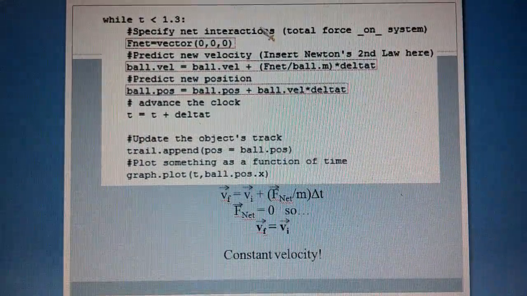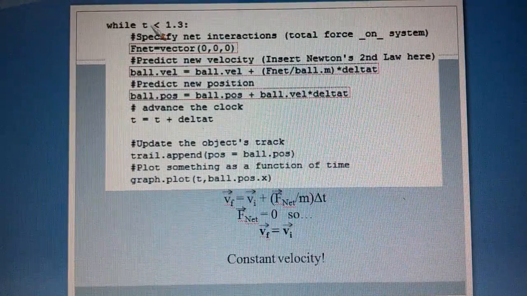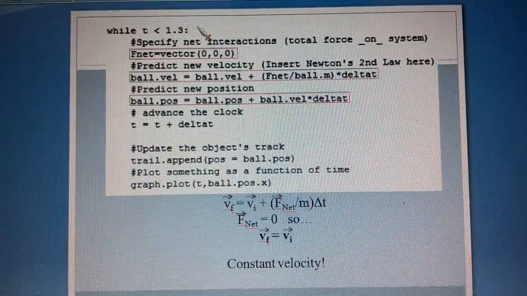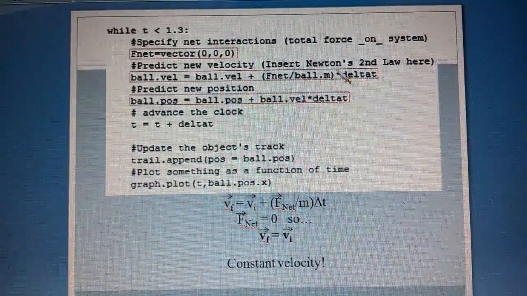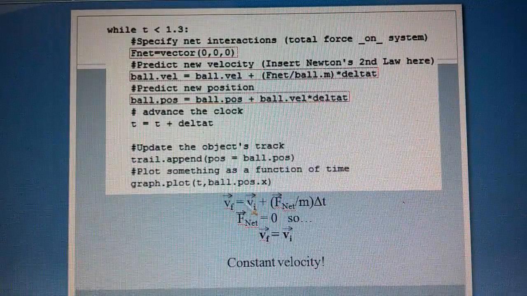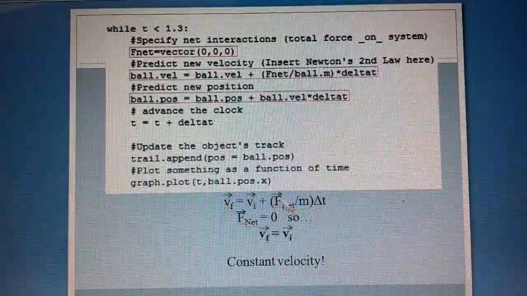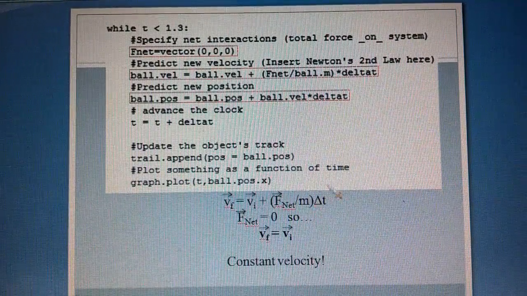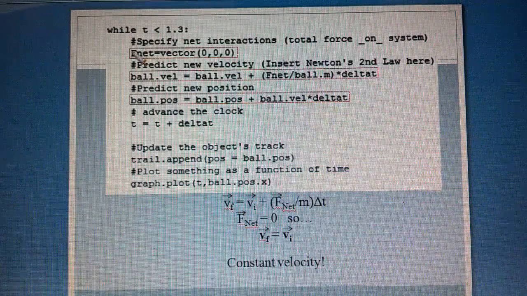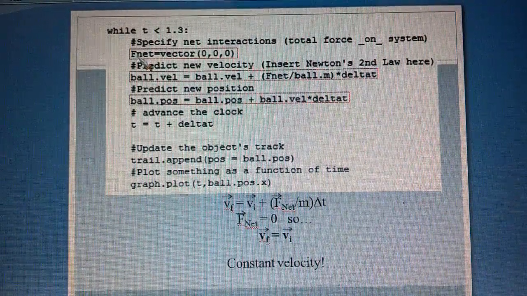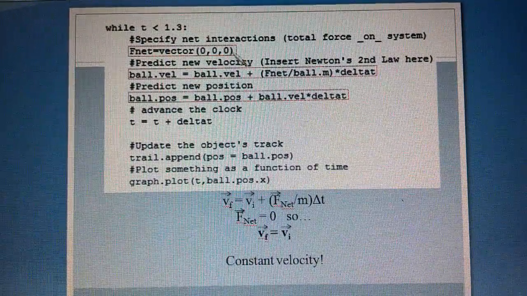So in this slide we have another snippet of my code, which is a while loop when time is less than 1.3 seconds. And in this one we have to apply Newton's second law, which is the final velocity of the ball here is equal to the initial velocity plus the net force divided by its mass, all multiplied by the change in time. And in order to have a constant velocity, we have to make the net force constant 0, so 0 in all directions.